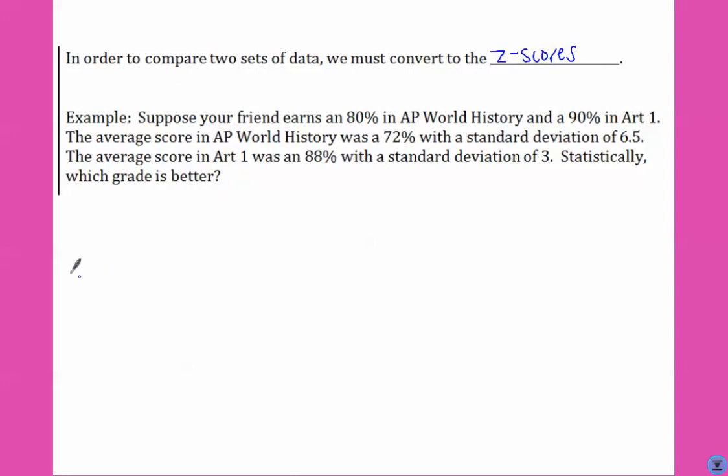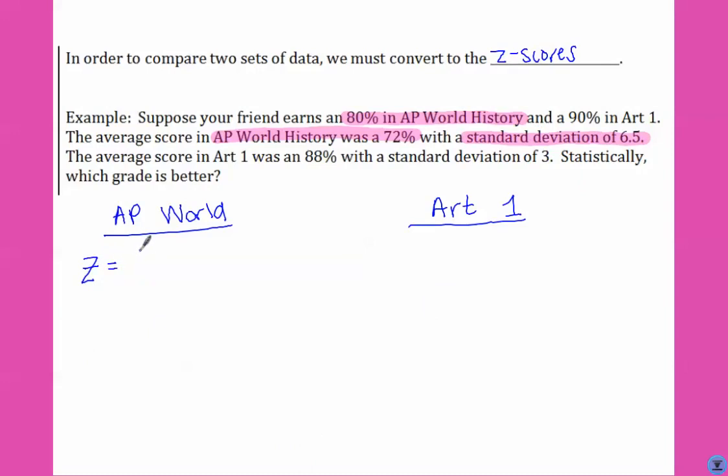So we're comparing two different things here. We're comparing AP World and we're comparing Art 1. Which, as far as effort and workload and the amount of information, there's a lot of difference between them. So first, let's look at the information for AP World. She got an 80% in AP World. AP World has a mean of 72 and a standard deviation of 6.5. So we know that z will equal 80 minus 72 over 6.5.